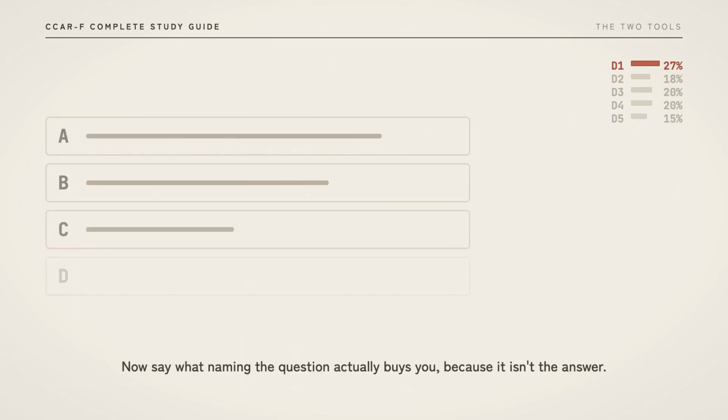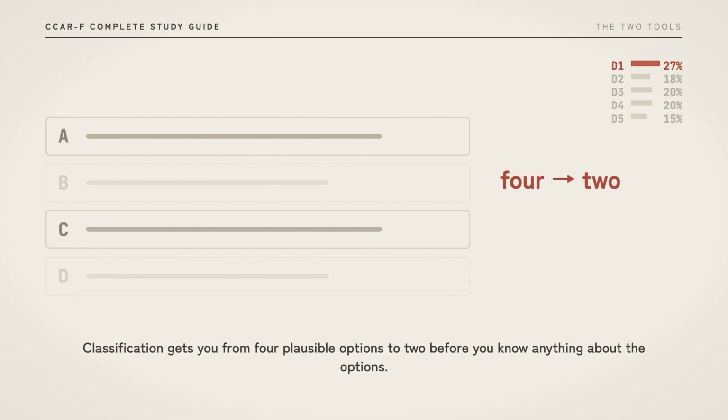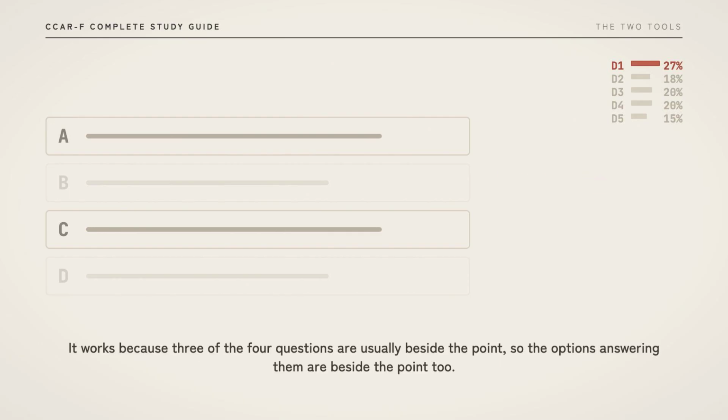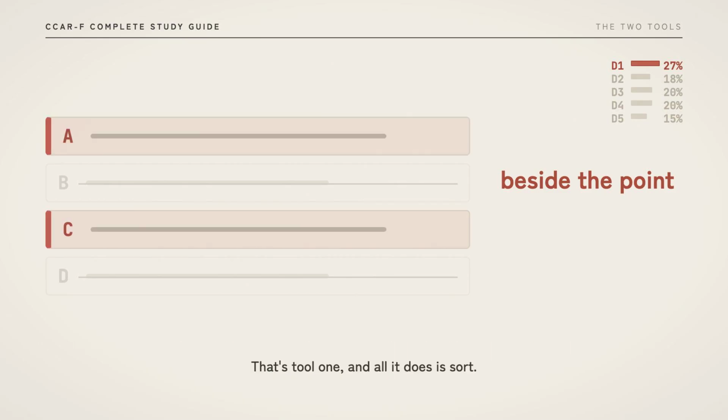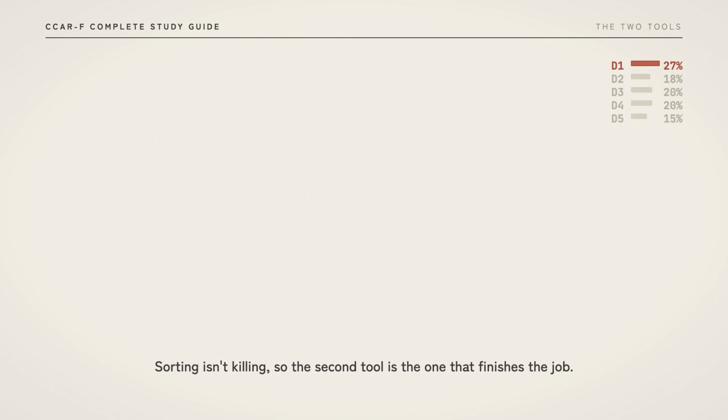Now say what naming the question actually buys you, because it isn't the answer. Classification gets you from 4 plausible options to 2 before you know anything about the options. It works because 3 of the 4 questions are usually beside the point, so the options answering them are beside the point too. That's tool 1, and all it does is sort. Sorting isn't killing, so the second tool is the one that finishes the job.